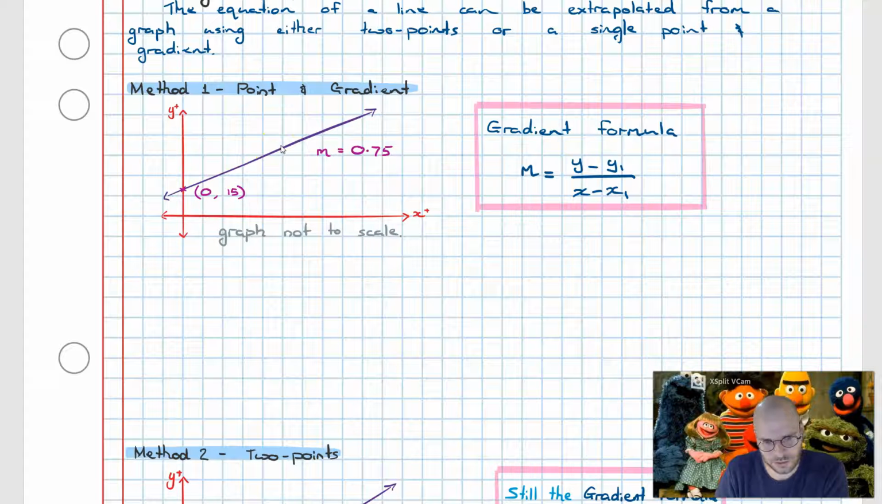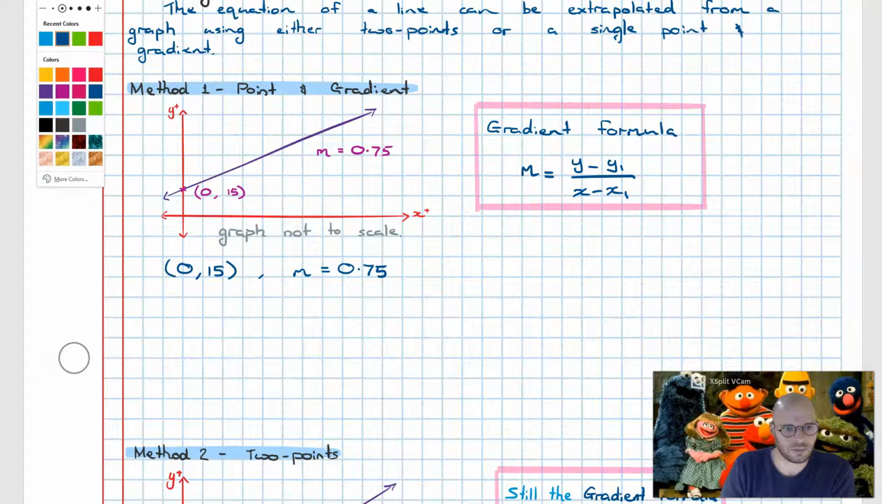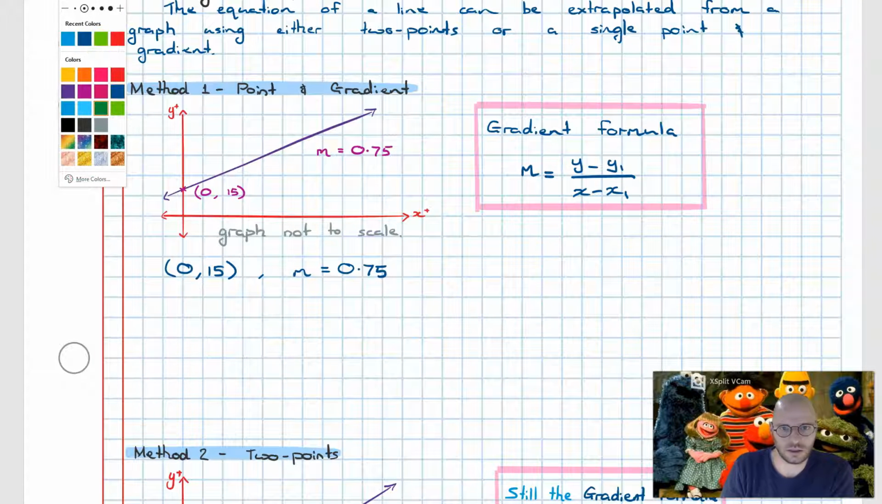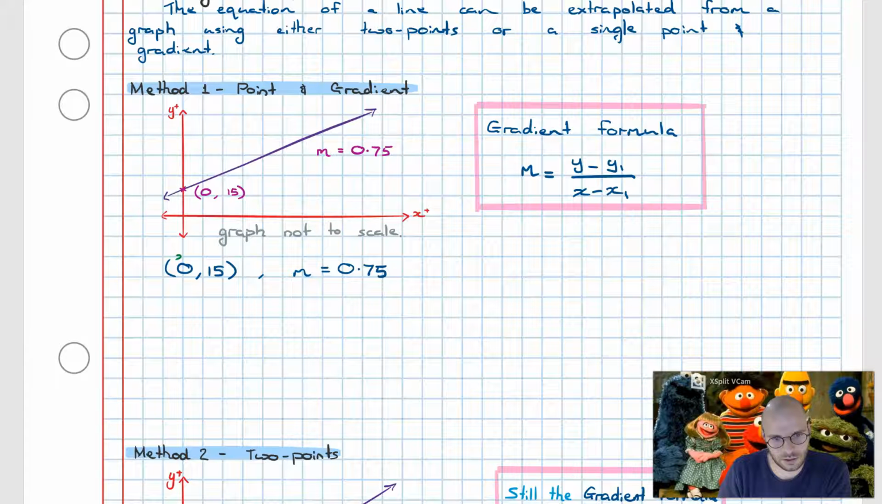Now putting this to practice, the way in which I'm going to set it out is I'm going to write out my coordinate, and then I'm going to write out my gradient. So I'm just listing my information so it's convenient to read. Next step is I am going to label my x1 and my y1, and I might as well do my m as well. Moving down, I recite the formula m equals y minus y1 over x minus x1.